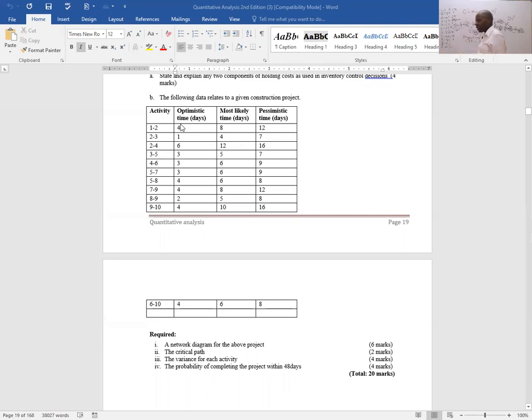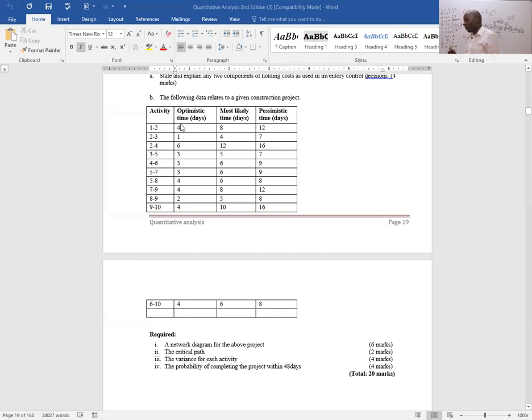From there, we go to J. It is 16 minus 4, which gives me 12 squared divided by 36, which gives me 4, quite a big variance. From there, we have K. It is 8 minus 4, which gives me 4 squared divided by 36, which gives me 0.44. Now, ladies and gentlemen, remember what they wanted us to do in number 3, to give them the variance for each activity.